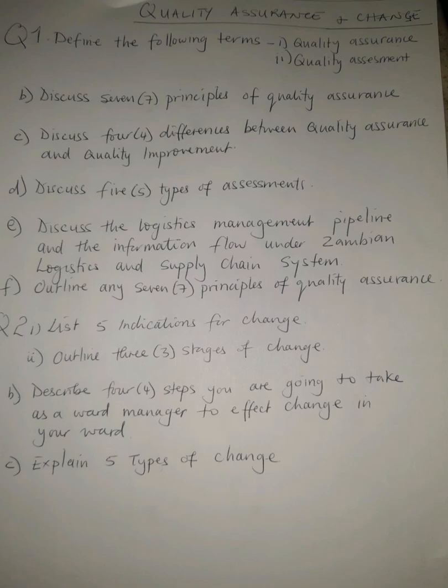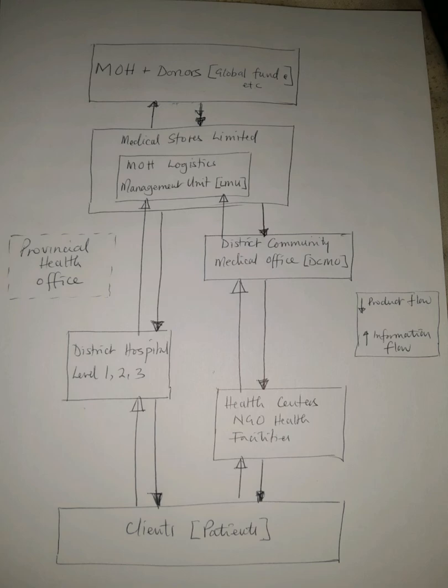As you can see in the diagram, I have tried to draw a diagram. I hope you can see it clearly. It has got different levels. At the topmost, we have in a box Ministry of Health, written MOH, plus donors. These donors can be Global Fund, they can be USAID, they can be different donors that we have.